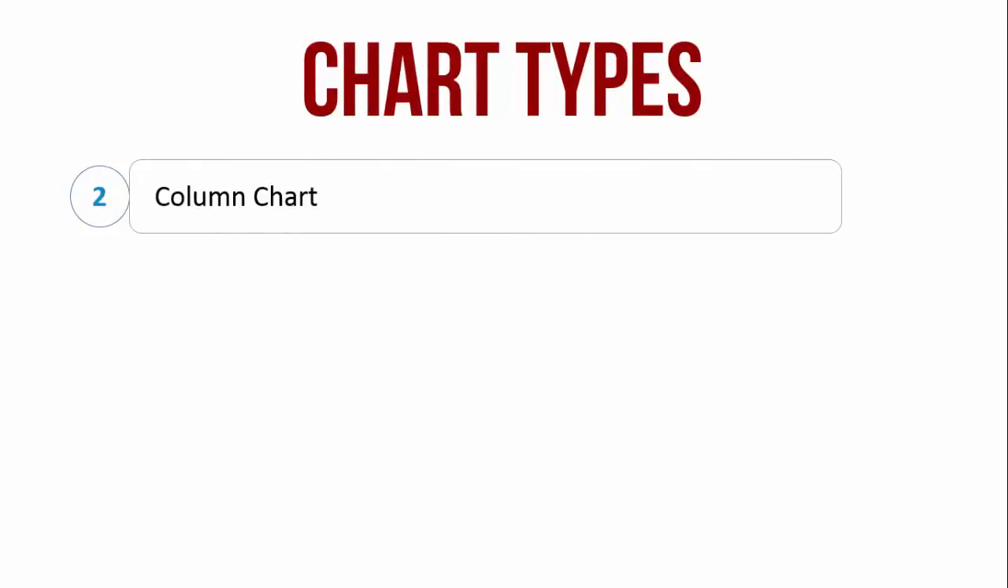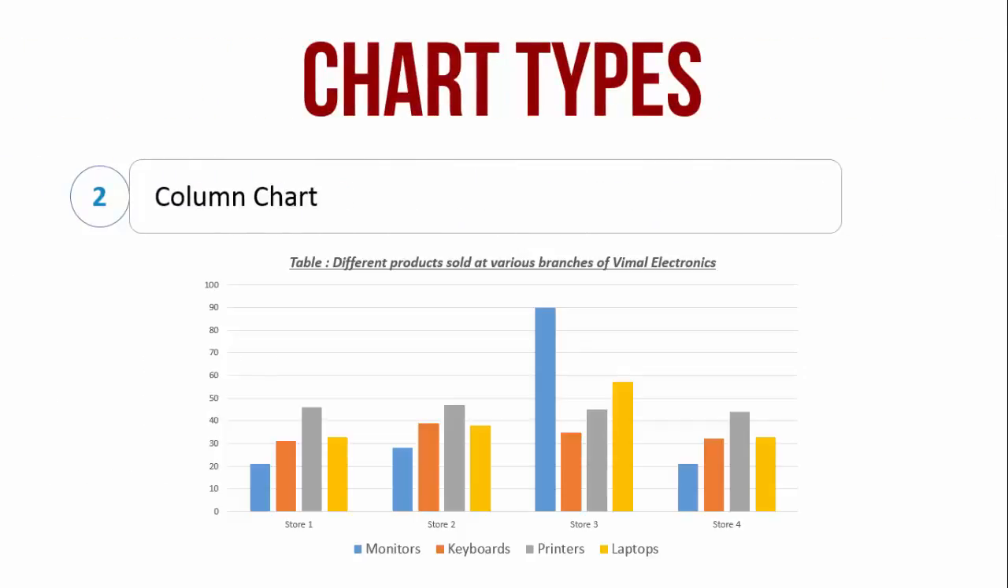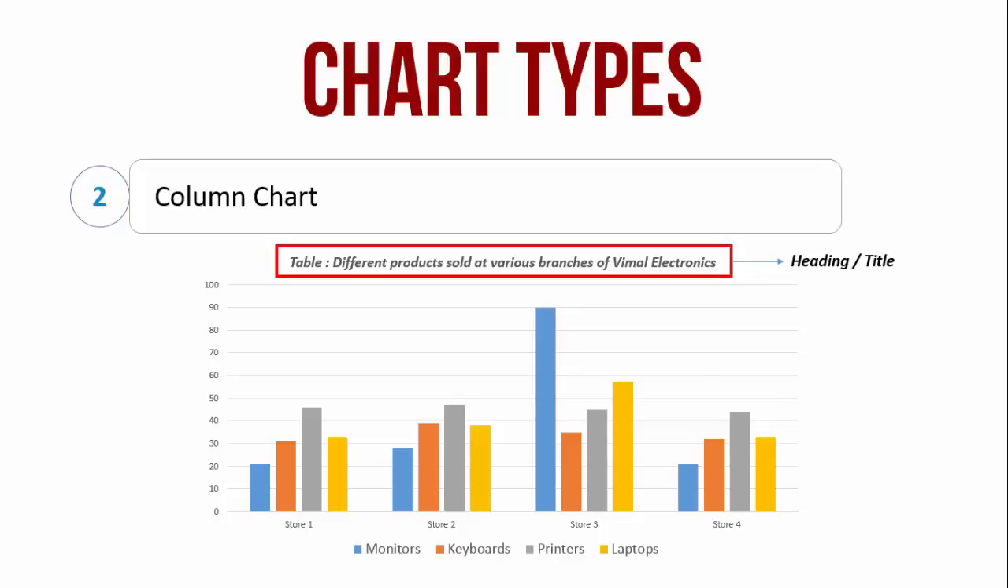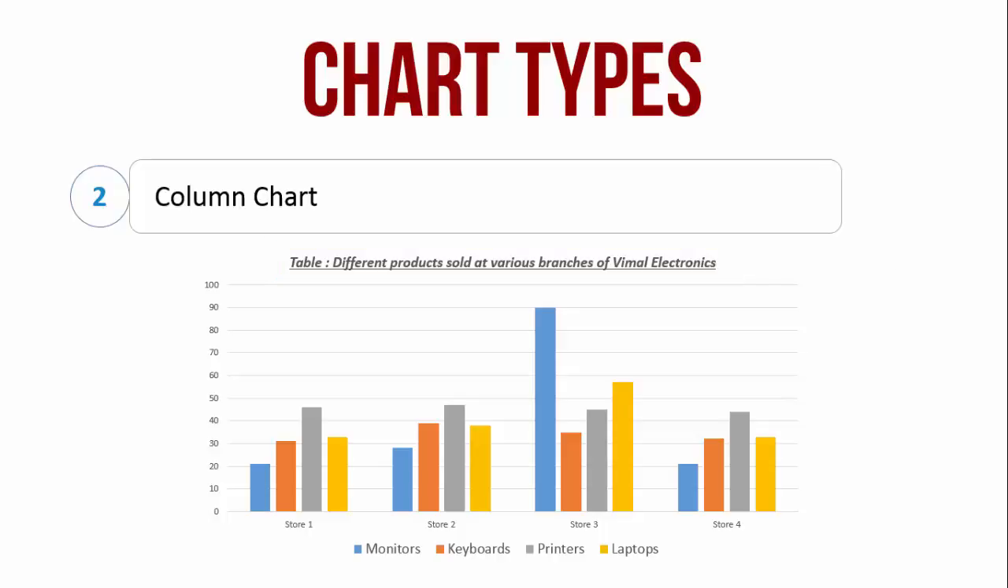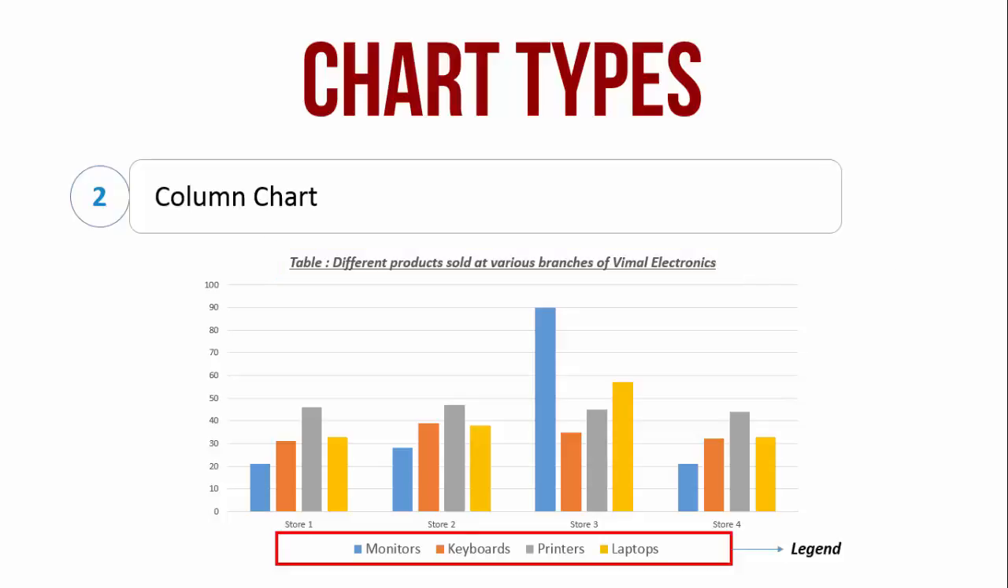Let us now look at a column chart. This is the same data of Vimal Electronics sales displayed to you in a column chart. Let us look at the different components of this chart. This is the heading. The heading tells you what this chart is all about. At the bottom is something called a legend. Now if you look at the chart, you see that the different columns have different colors. So how do you understand what each column is?